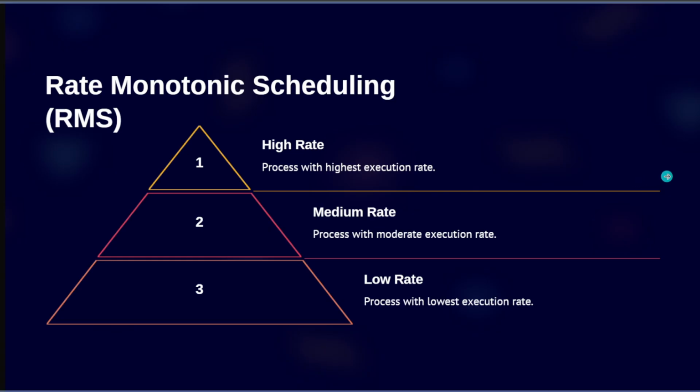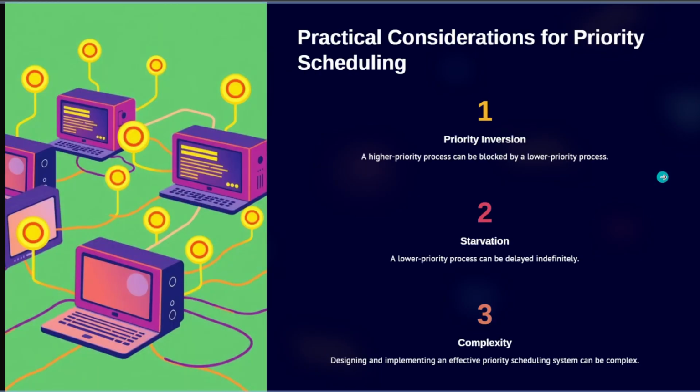Practical considerations for priority scheduling. Priority scheduling, while conceptually straightforward, requires several practical considerations to ensure effective implementation and predictable behavior in real-time systems. There are key practical considerations.